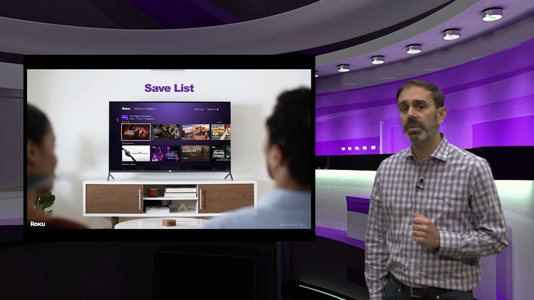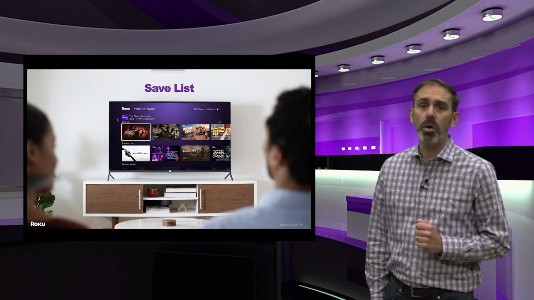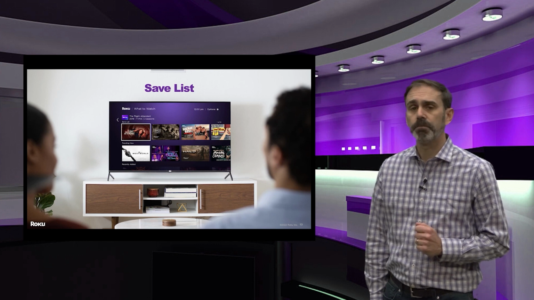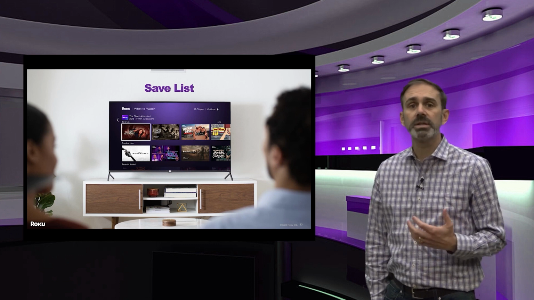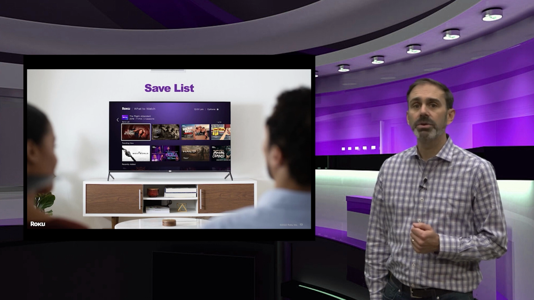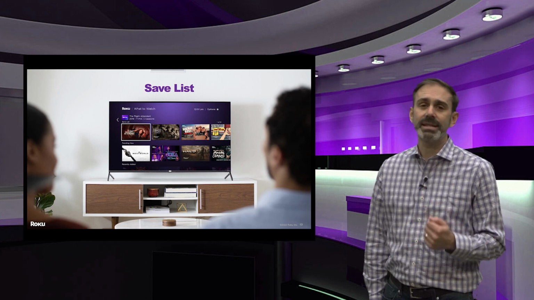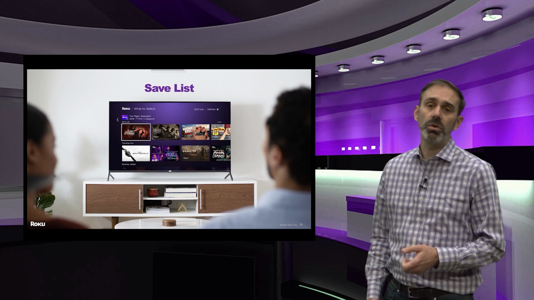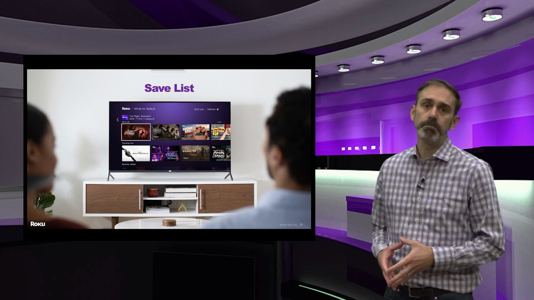Over the last year, the Save List was integrated into our mobile app and the Roku channel. Now, we're expanding that feature to allow users to have the ability to save content across all the channels right on their Roku TV or player.